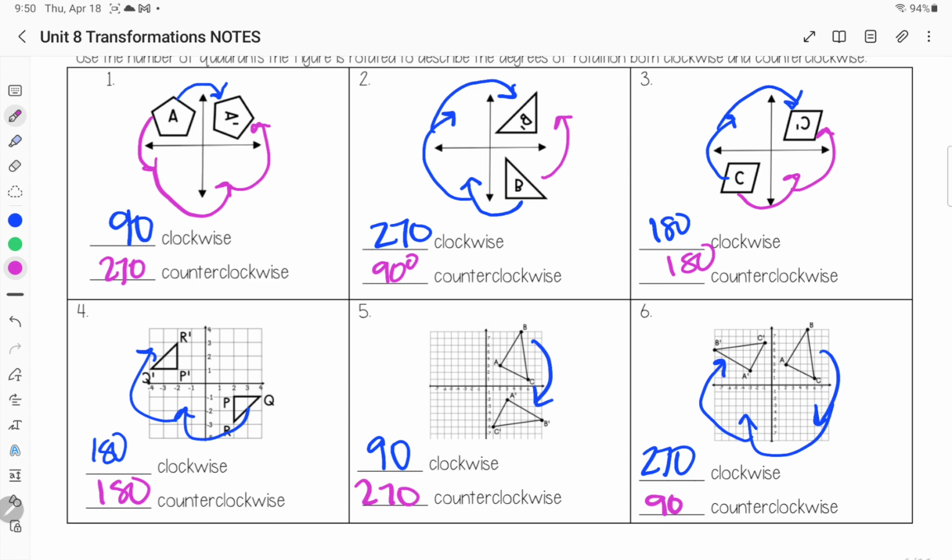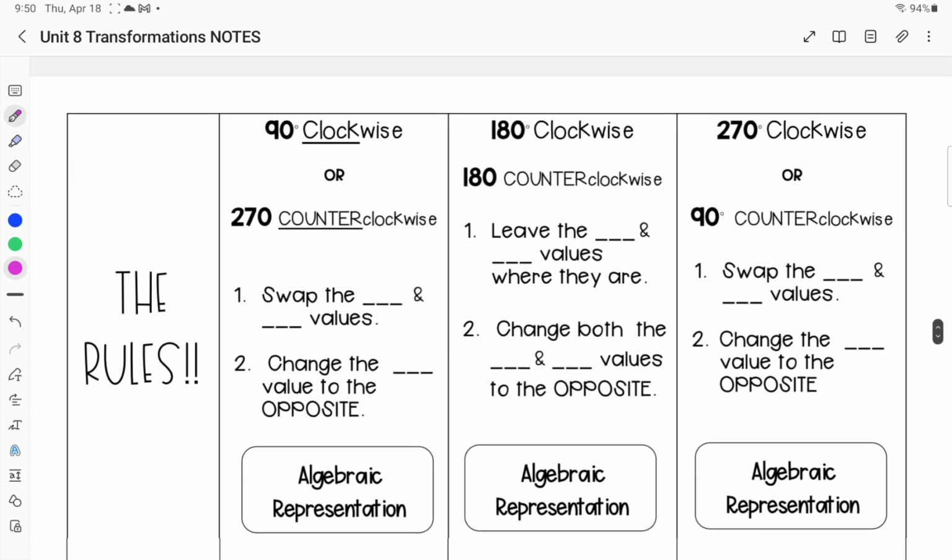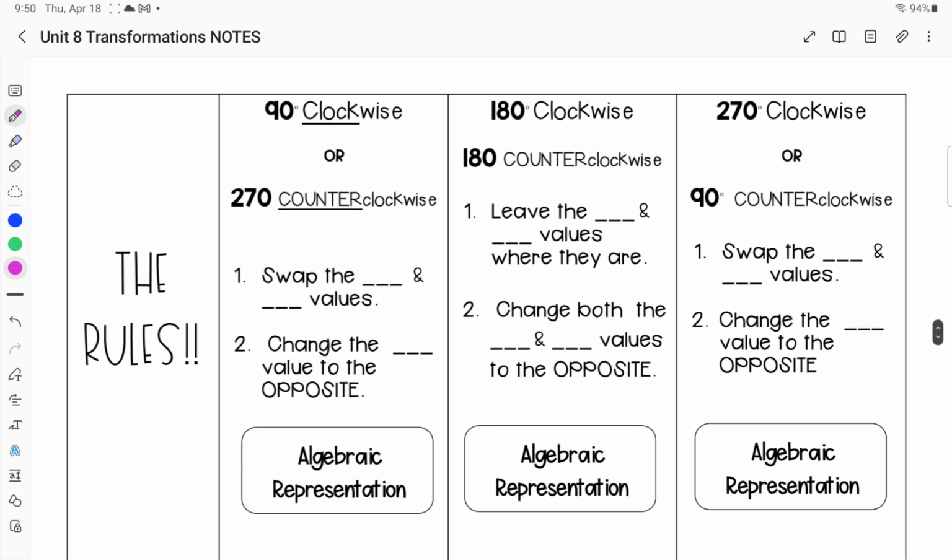All right, there are your answers. So hopefully you did okay on those. So here are the rules. And if you were in class, you saw a lot more with this, but we're paying attention to this, which is clockwise. I'm going to highlight some things here. Counterclockwise, clockwise, counterclockwise. 180, it does not matter. It's going to be the same rule.